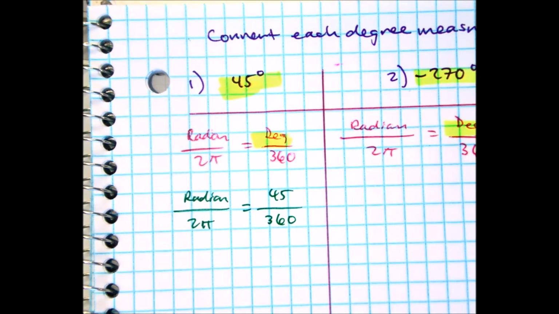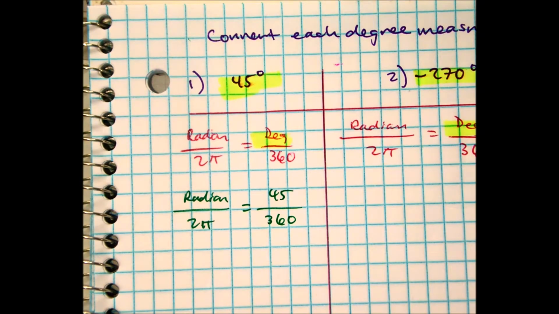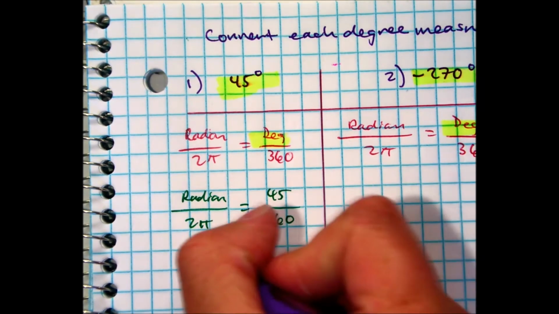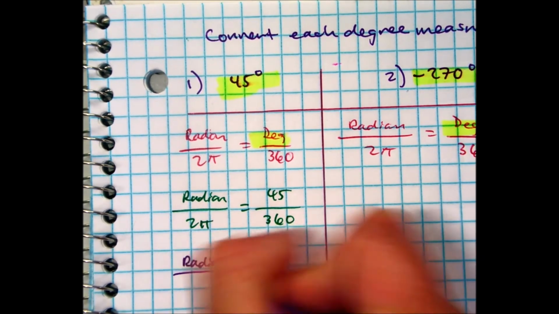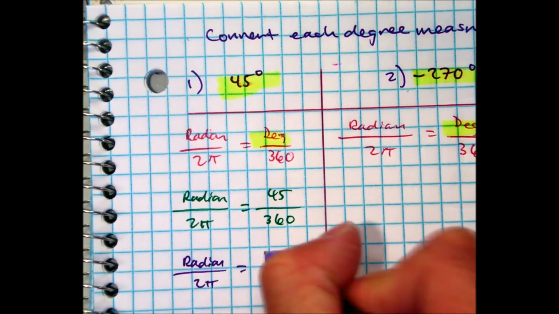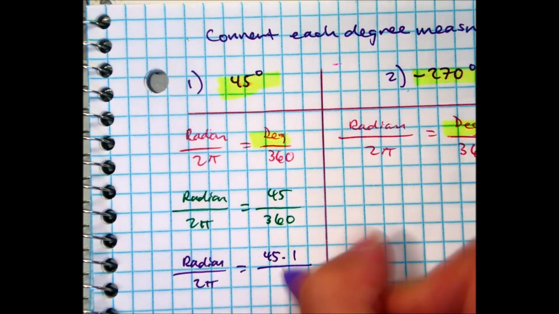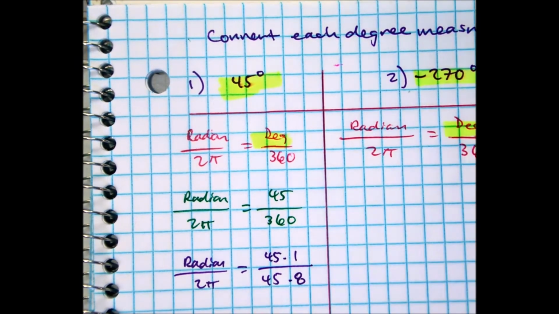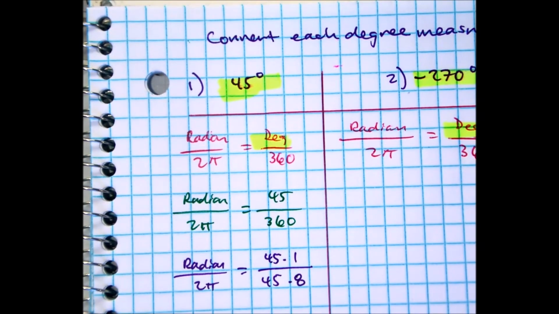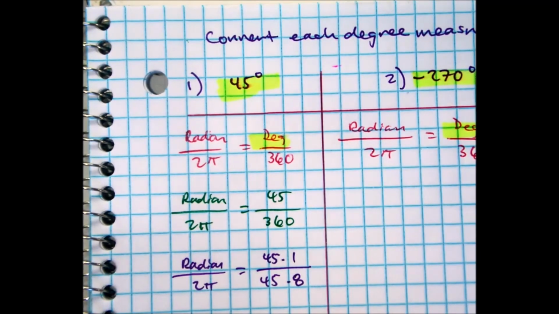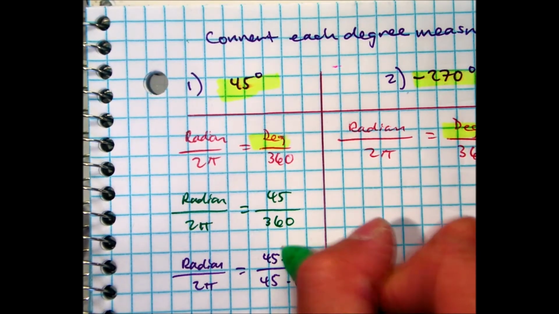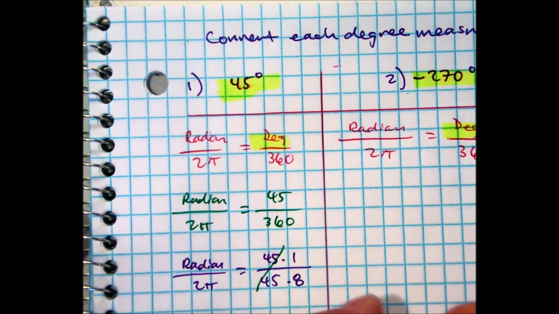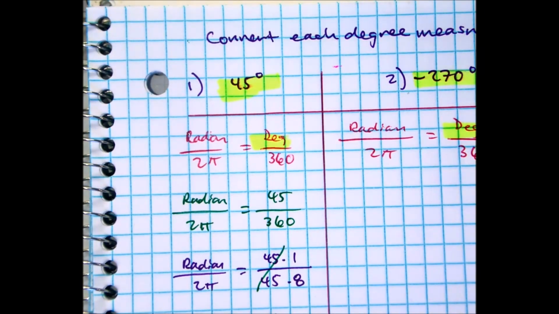Now, I'm thinking of what a student might do. A student might just try to type into their calculator 45 divided by 360. That is possible. So I have 45 times 1 and 45 times what? 8. And you put it in your calculator and you'll get 360 degrees. So my 45s will cancel. I have radians over 2 pi equals 1 over 8. Is 1 over 8 my answer?